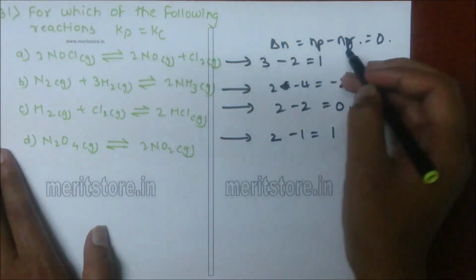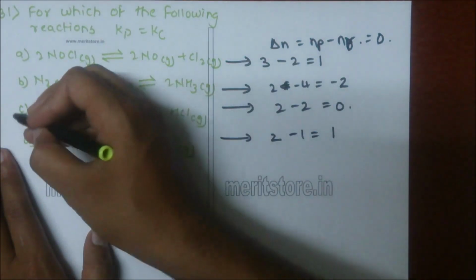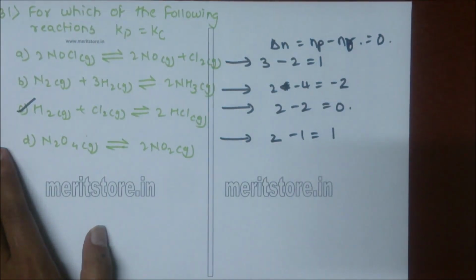So in equation third, the number of moles of product minus reactant is 0. So Kp is equal to Kc. Option C is the correct answer.